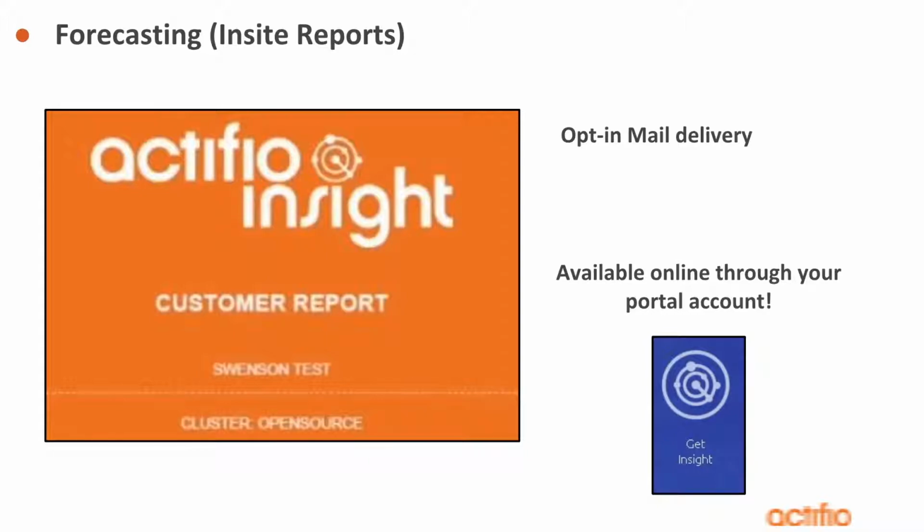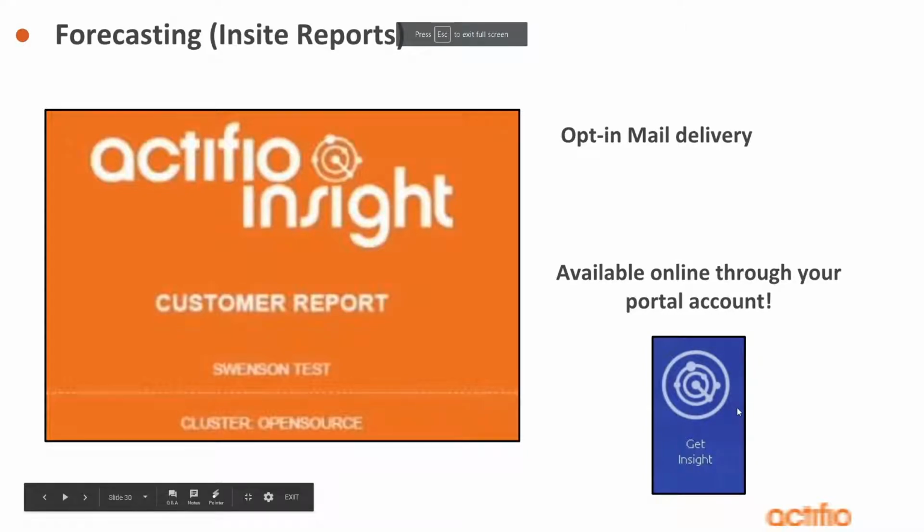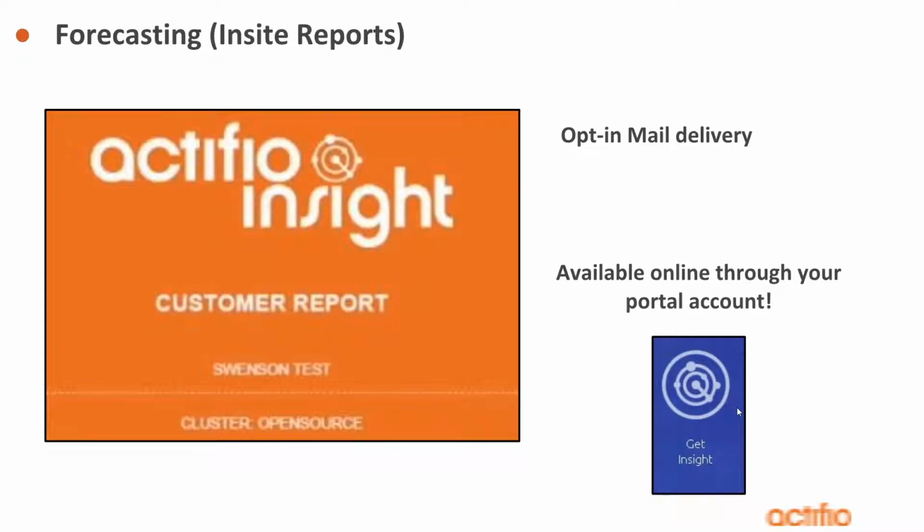We also have insight reports. Now, these insight reports are an opt-in weekly PDF mailing. Or if you log into your portal account, you can see what looks like a solar system map that says Get Insight. That's right on the front page of your portal. Right when you log in, go about 1/3 of the way down the page and you'll see that bright blue icon. These reports are some of the most useful reports that we can get for forecasting and planning.